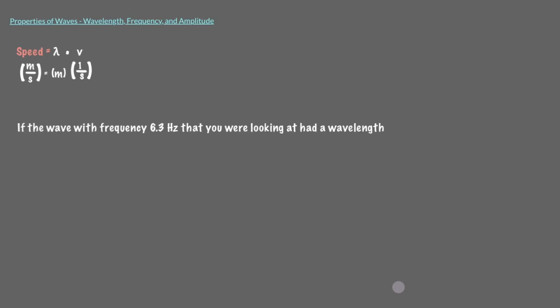The speed of a wave is calculated by multiplying the wavelength in meters and frequency in per second. If the waves with frequency 6.3 Hz that you were looking at had a wavelength of 0.52 meters, what is the speed of the wave? That's right. Speed is the product of wavelength and frequency. So 0.52 meters times 6.3 per second gives 3.3 meters per second.